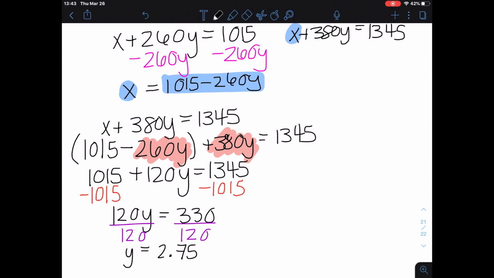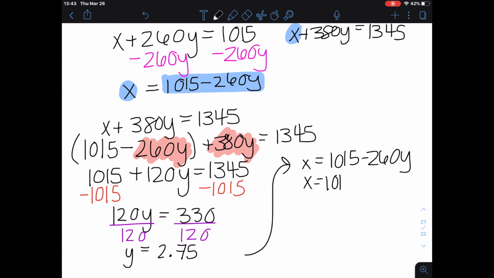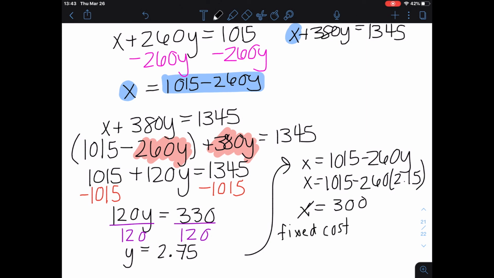Now that we know Y, we can solve for X. X is 1,015 minus 260 times Y. Plugging in the value of Y, which is 2.75, we get X is equal to 300. So our fixed daily cost is $300, and the cost per shirt is $2.75.